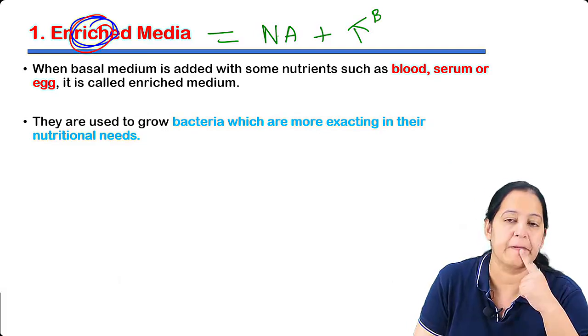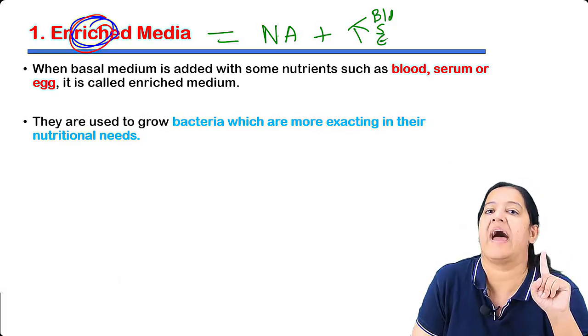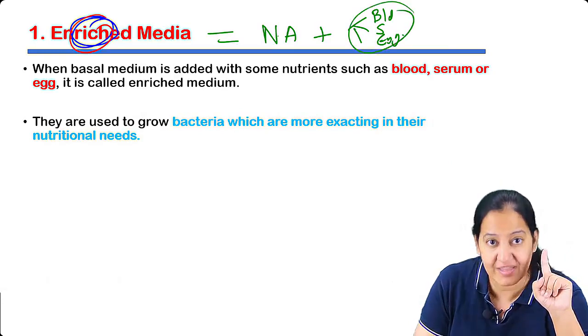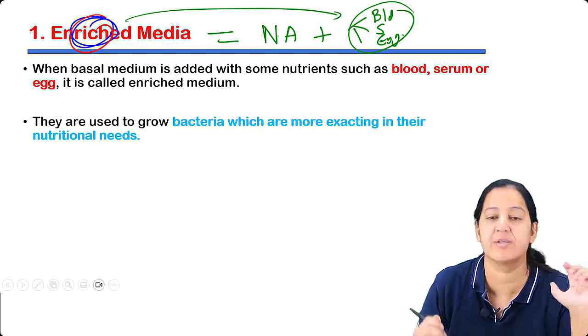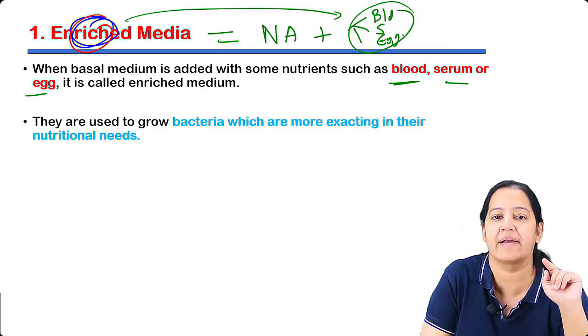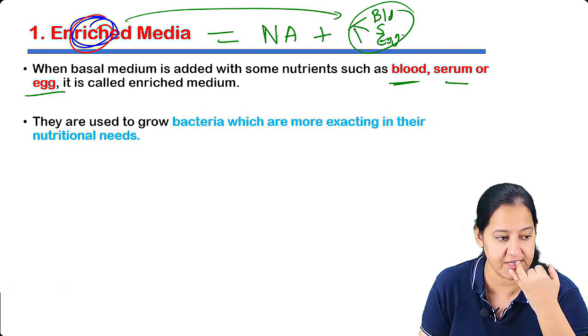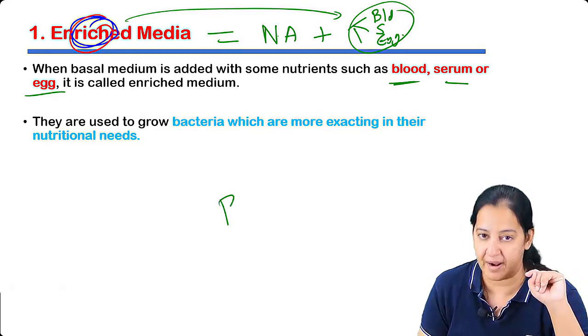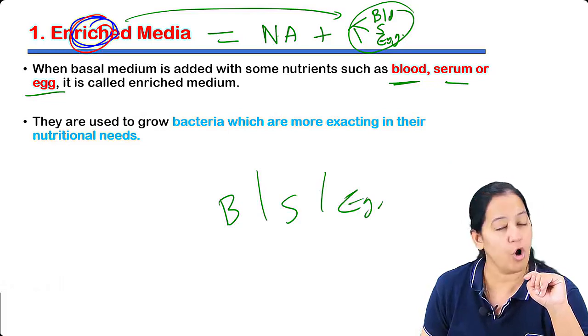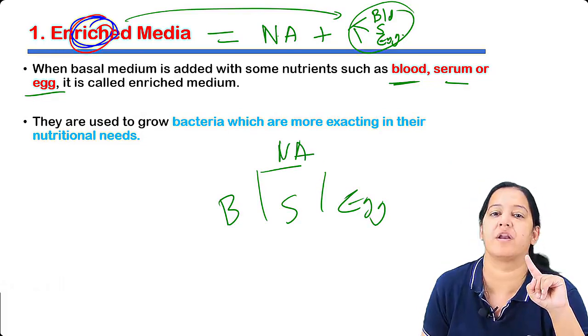Either blood, or serum, or egg. One of them. So this additional thing is making them rich. The nutrition is rich, right? Blood, serum, or egg. Say the definition. Yes, Kavita. One of the 3 things: blood, or serum, or egg. Not only this, along with nutrient agar. Nutrient agar is a must.